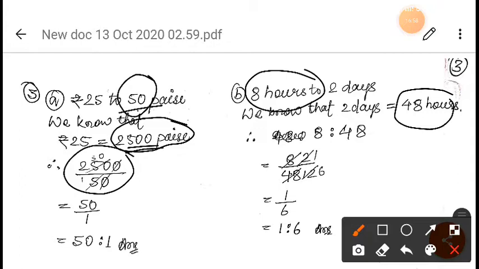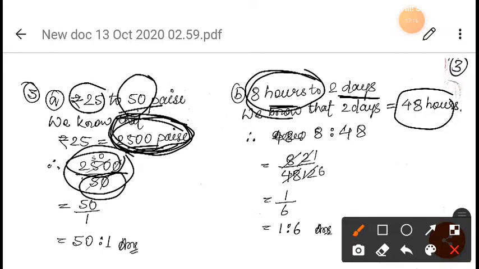So how will we find this out? This one is given first, and this one is given later on. You have to see that in this case also, 25 was given before, right? First 25, after that 50. That is why we are writing 2500 paisa above and 50 paisa below, right?